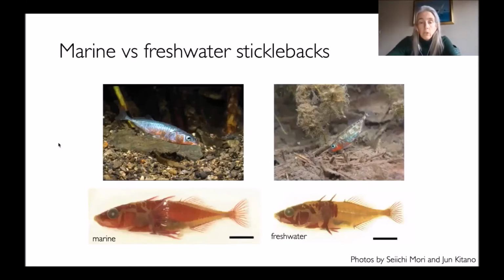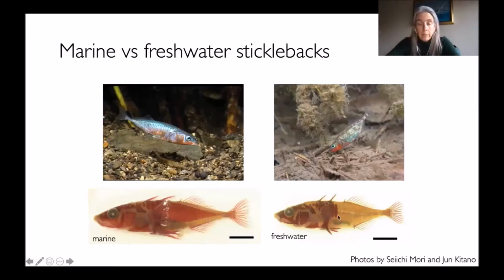These are male sticklebacks tending their nests with their beautiful blue backs and red throats they use to attract females. One of the most obvious differences between marine and freshwater sticklebacks are these bony lateral plates that I'll talk about a little bit. These fish are stained with alizarin red to highlight the bone. Marine sticklebacks have this set of bony armor, bony plates that go along their side, and also these big spines on their back and spines on their belly. However, most freshwater populations have lost these posterior plates, and so they just have these plates here in the anterior of the body.